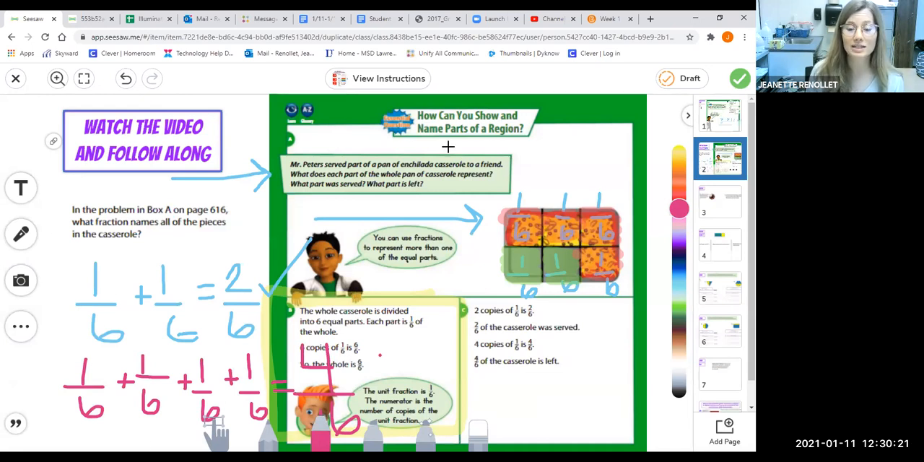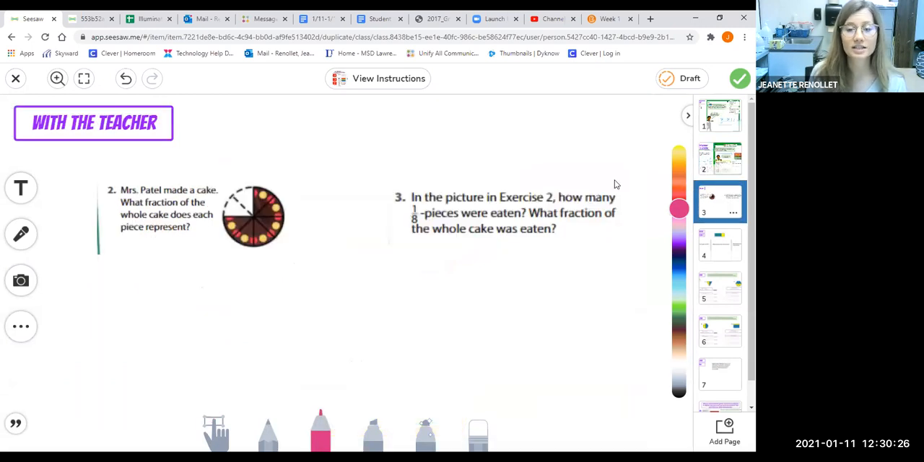We are now going to practice them together on slide 3. This slide says, with your teacher. Let's start with problem number 2. Mrs. Patel made a cake. Here's the cake. Look at the model. What fraction of the whole cake does each piece represent? Let's go back to our question and focus on what it asks. What fraction of the whole cake does each piece represent?